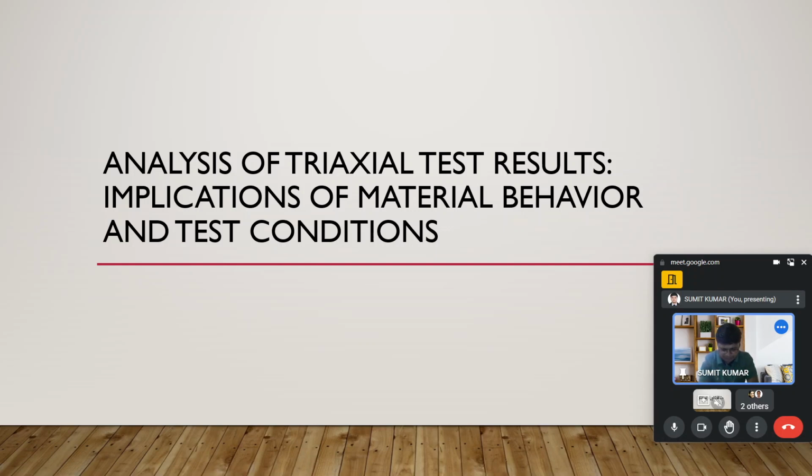Apart from that, how these test conditions implicate the real field condition during the total stress and the effective stress approach, and how the Mohr failure envelopes get overlapped during the calculation of the failure envelope in the effective stress while not in the total stress, is also one of the aspects which we have understood.